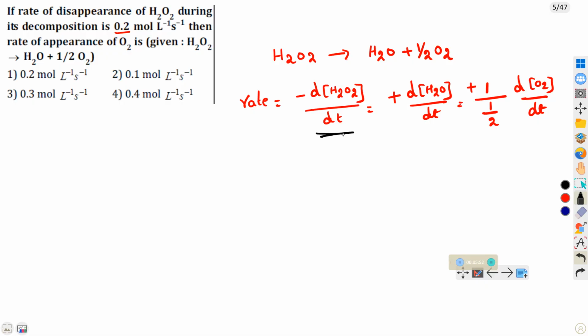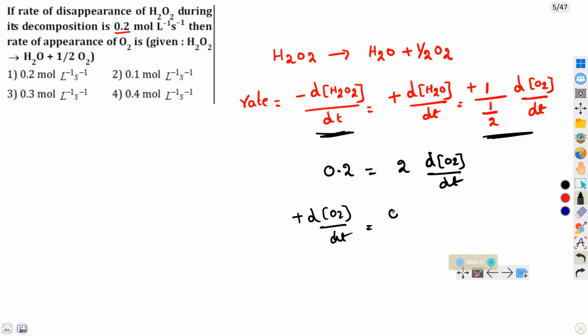Here d[H2O2] by dt value is given. Calculate d[O2] by dt. According to this, d[H2O2] by dt value 0.2 is equal to 2 into d[O2] by dt. The question is d[O2] by dt is equal to 0.2 by 2, that is equal to 0.1. Based on this, second option correct.